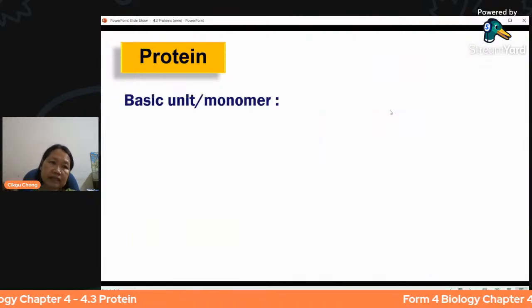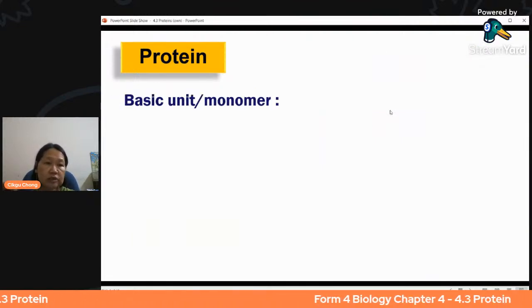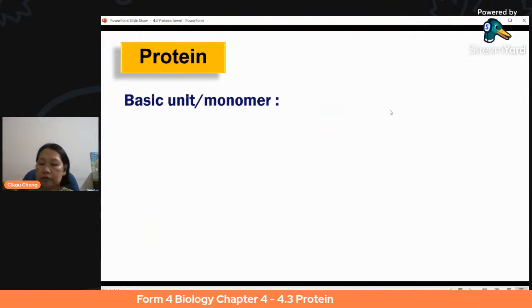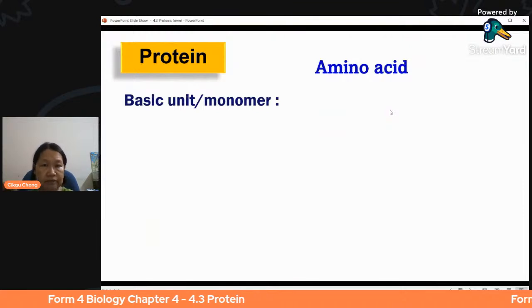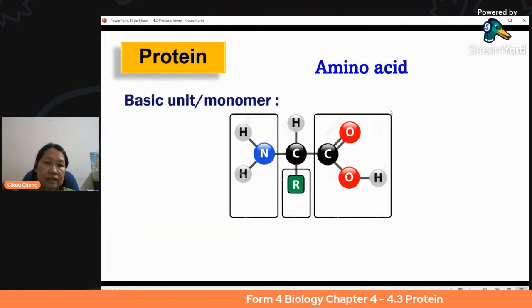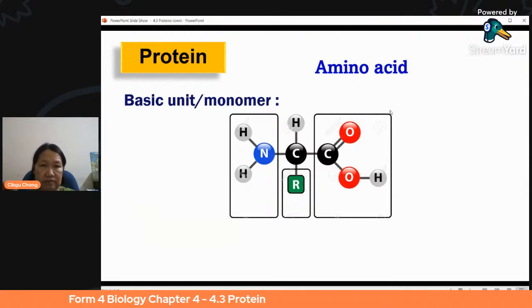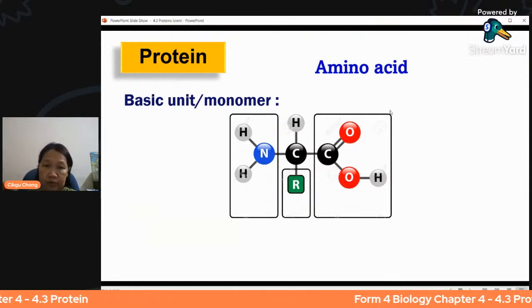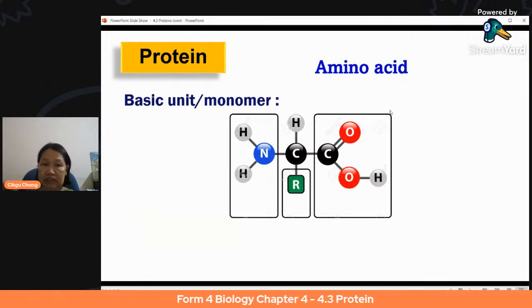Now the basic unit, as I mentioned earlier, always remember, the basic unit, or monomer, of protein is always the amino acid. Let's look at the molecule of amino acid. Here is one diagram that represents one amino acid. This amino acid is a general picture, because there are actually 20 types of amino acid.